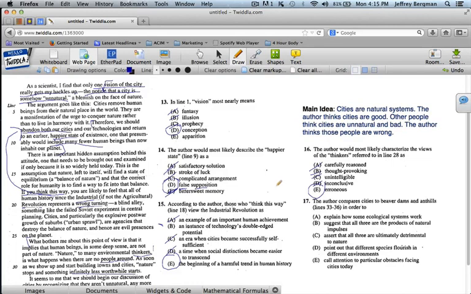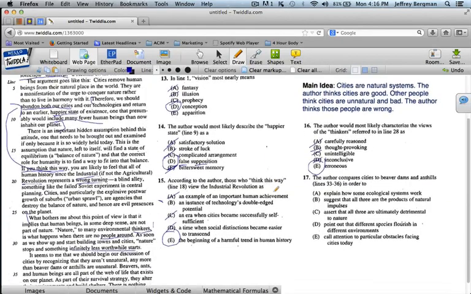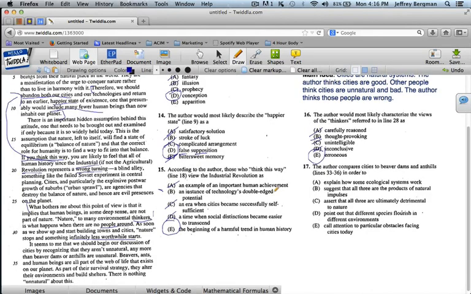Question 17. The author compares cities to beaver dams and anthills in order to. Let's scroll this up a little bit so we can see that. Okay, 33 through 36. 33 looks like it starts around here. It seems to me that we should begin our discussion of cities by recognizing that they aren't unnatural, any more than beaver dams or anthills are unnatural. So he's saying that cities like beaver dams and anthills are natural. So in order to show how some ecological systems work? No. Suggest that all three are the products of natural impulses. That's the answer.